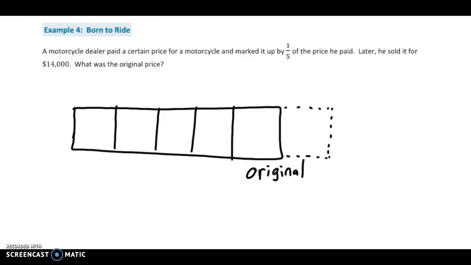And later he sold it for $14,000. Okay, so think about it. Where would the $14,000 go? We know that's the amount that's larger than the original. After we mark it up, the new selling cost is going to be $14,000.